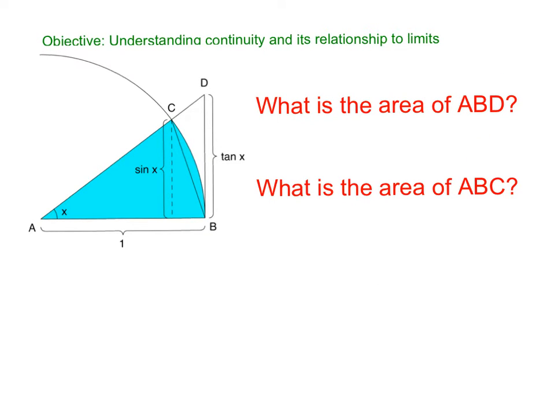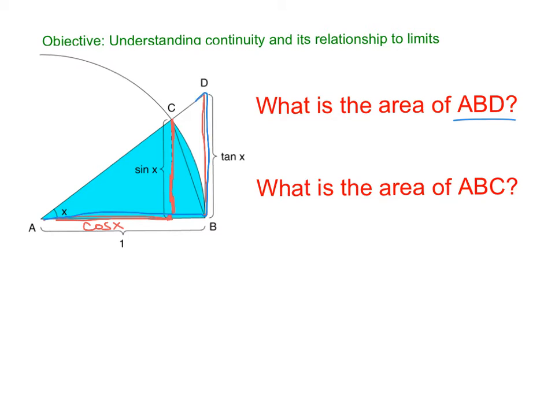All right, so now we're looking at a specific spot on the unit circle. You should have learned these facts last year, that this height is sine, that this height is tangent, and actually this right here is cosine. So you should have learned this last year. So now we're just asking, what's the area of ABD?